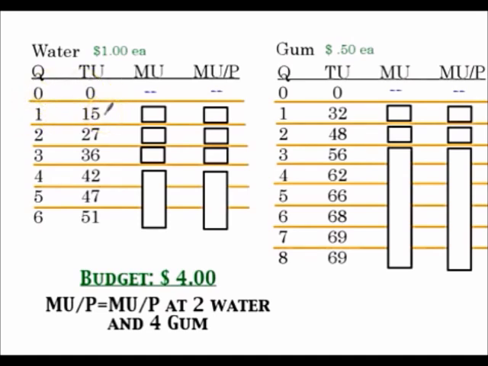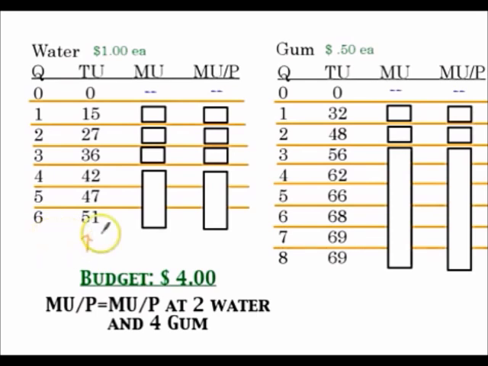Now, these numbers, total utility, will always be provided for you by the AP exam people. You will not have to come up with these numbers. Remember, these numbers represent quantifying satisfaction. So they're not going to ask you to do that quantification. They will provide that for you.